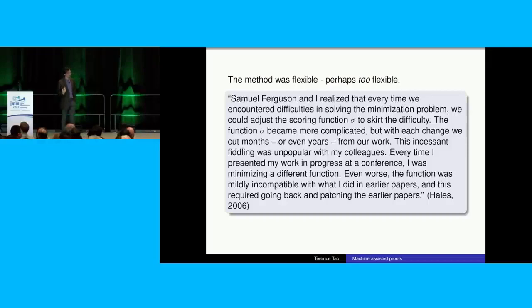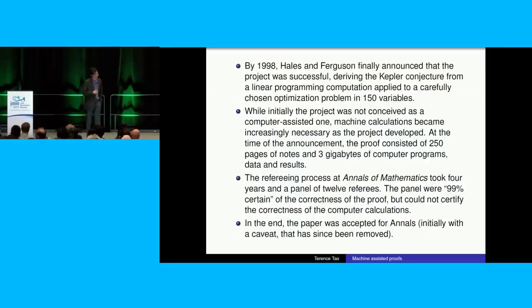Every time I presented my work in progress at a conference, I was minimizing a different function. Even worse, the function was mildly incompatible with what it did in earlier papers, and this required going back and patching the earlier papers. So the proof was a mess, basically.